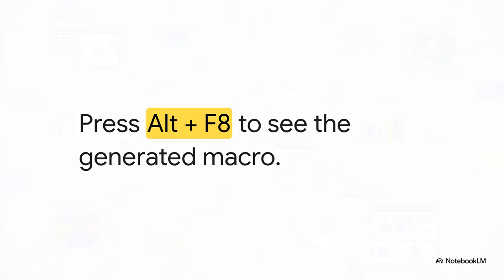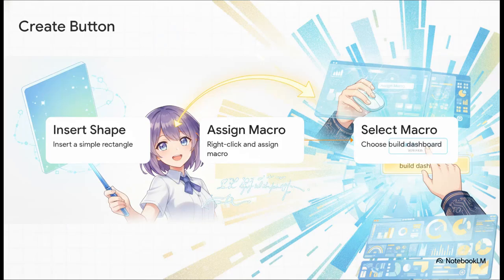Next up, pressing Alt plus F8 reveals your newly generated macro, which, by the way, is essentially just a saved sequence of automated actions. You'll see it sitting right there, aptly named Build Dashboard. Now, you could just run it directly from here, but let's make this interface as smooth as possible. To make this a truly seamless one-click wonder, you just use Excel's basic shape tools. You literally just insert a simple rectangle shape anywhere on your sheet. Right-click it, select Assign Macro from the drop-down menu, choose your Build Dashboard macro, and click OK. And just like that, you've turned a basic little shape into a super powerful automation button.